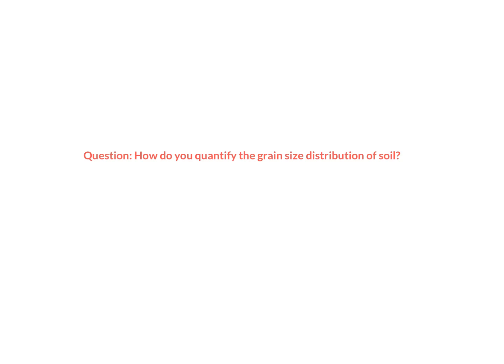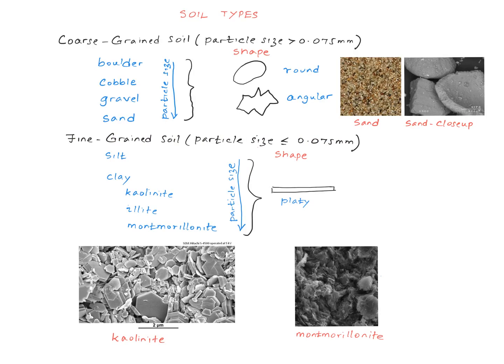The question I have is, how do you quantify the grain size distribution of soil? If you recall, in another video, we talked about different types of soil on the basis of particle size. If the average particle size is greater than 0.075 millimeters, we call it coarse-grained soil. Otherwise, we call it fine-grained soil.